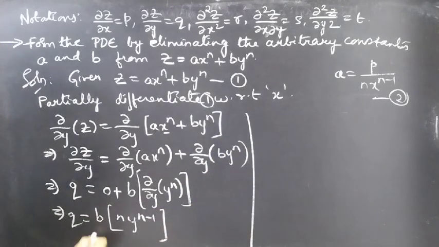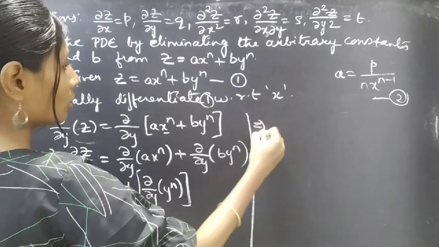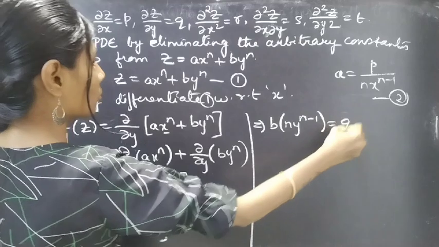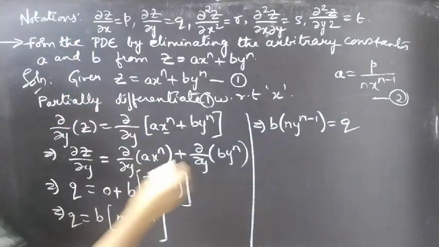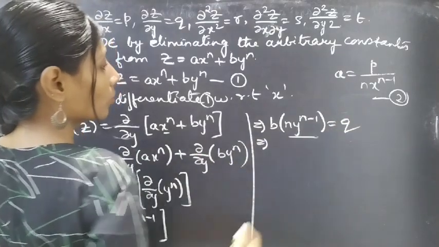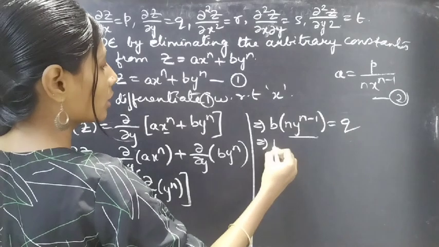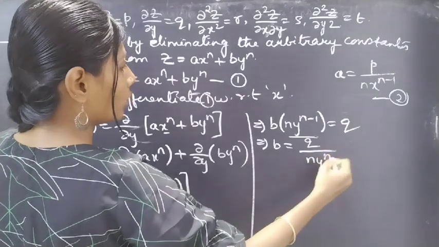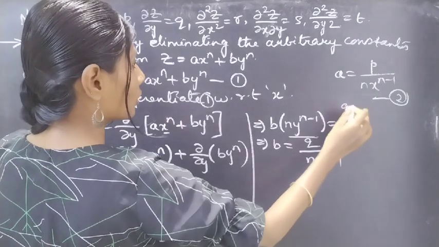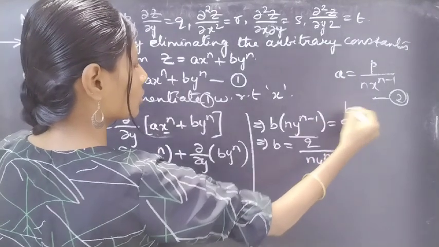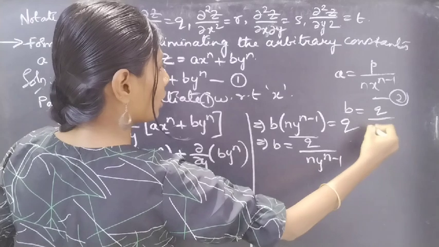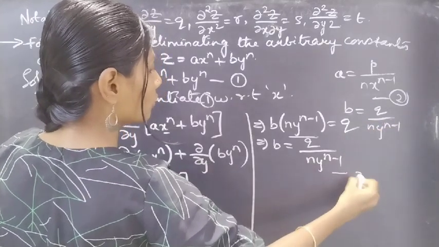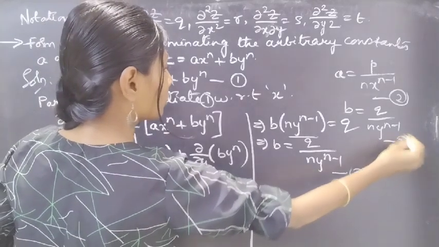Now we can write this as b into n into y power n minus 1 equal to q, right? Now take n into y power n minus 1 to the RHS, we'll get b equal to q by n into y power n minus 1. So we got b equal to q by n into y power n minus 1. Consider this as equation number 3.